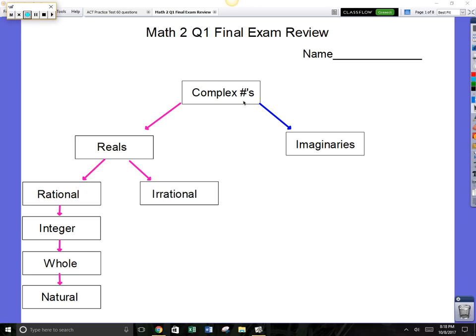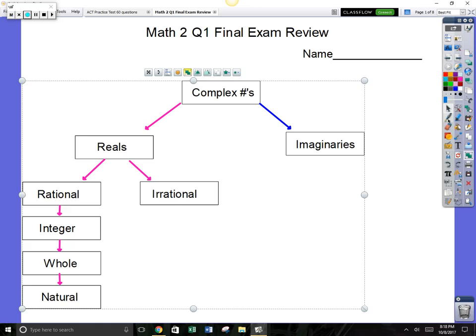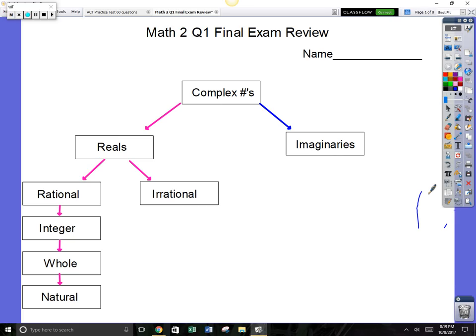Okay, so the study of complex numbers. So all these numbers are complex. There's two categories. There's reals, there's imaginaries, and a bunch of subsets beneath each of those.